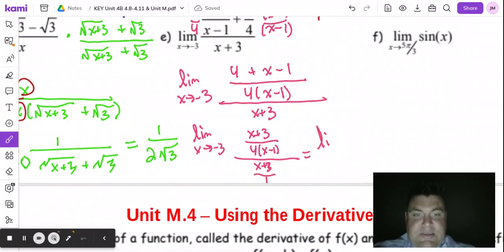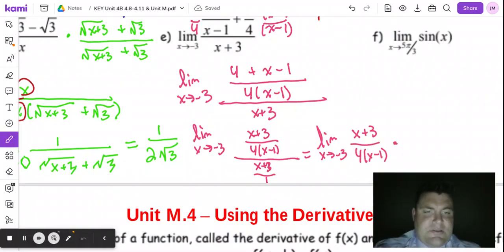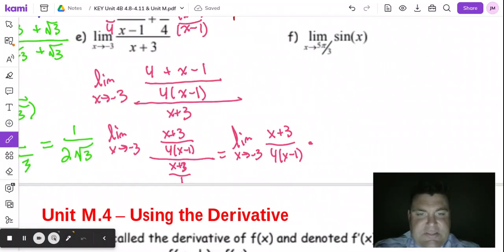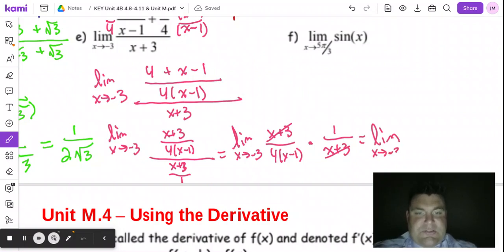This is the same thing as limit as x approaches -3. Top stays the same. Have you ever heard that before? Dividing fractions is as easy as pi. You just flip the second and multiply. So when I do that, boom, cancel out there. So I'm left with the limit as x approaches -3 of 1 over 4 times x minus 1.